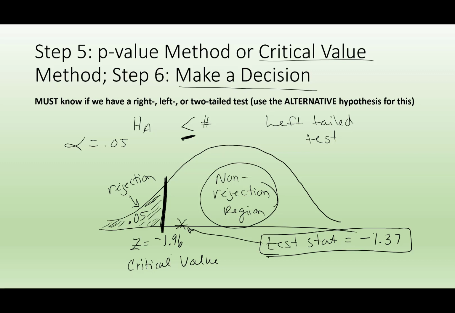Now, let's say our test statistic was negative 2.137. Well, in that case, it would land down here somewhere. And since that is now in our critical region or our rejection region, then we would have evidence that would allow us to reject the null hypothesis. So when you're doing the critical value method, you have to use the standardized table to find your critical value and then compare your test statistic to the critical value, which will then allow you to make the decision.